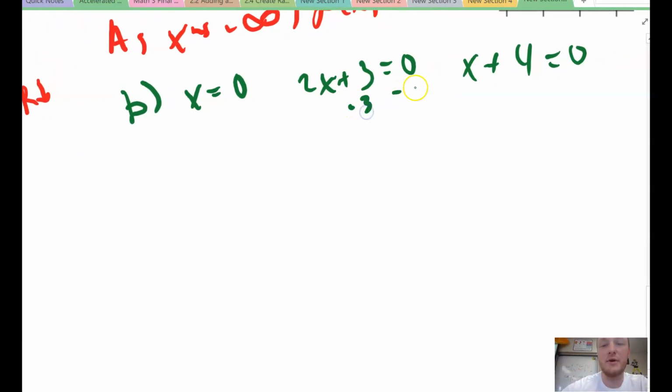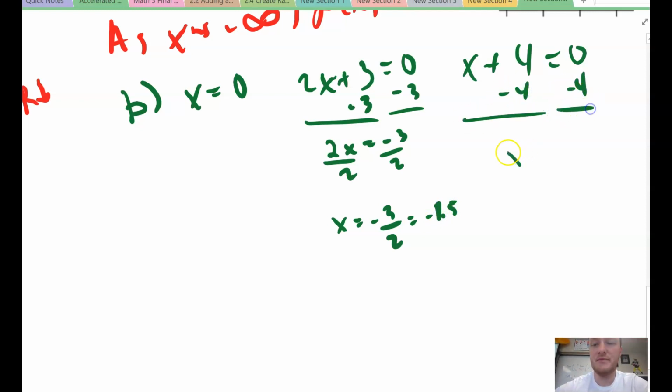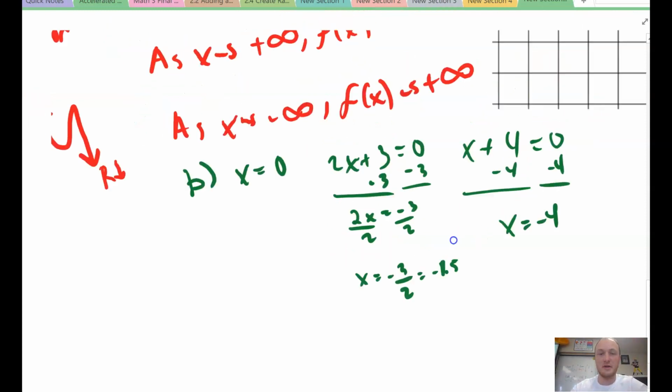Here we'll subtract 3 on both sides. We get 2x equals negative 3. And then we'll divide by 2 on each side, and we get x is equal to negative 3/2. And if you're bad with fractions, that is negative 1.5 if you're curious. Okay, and over here we'll subtract 4 on each side to give us x equals negative 4. Okay, so there are our zeros.